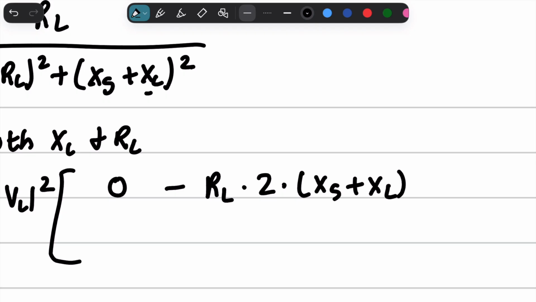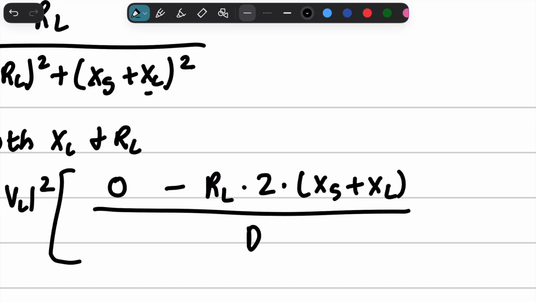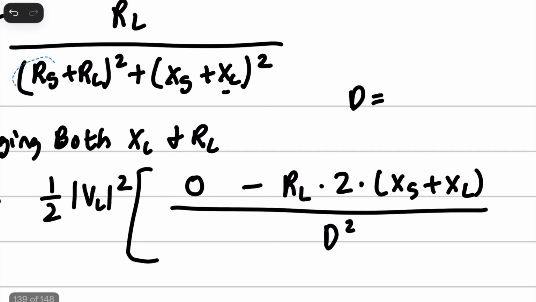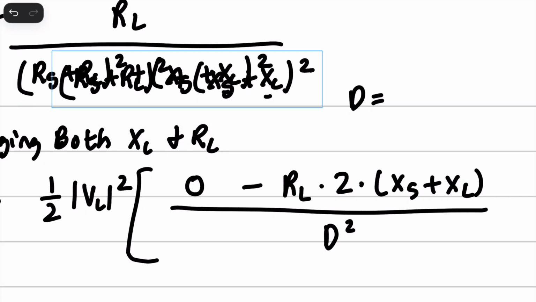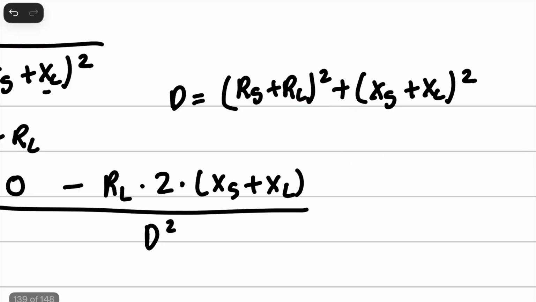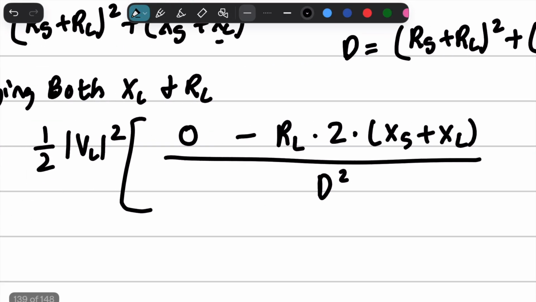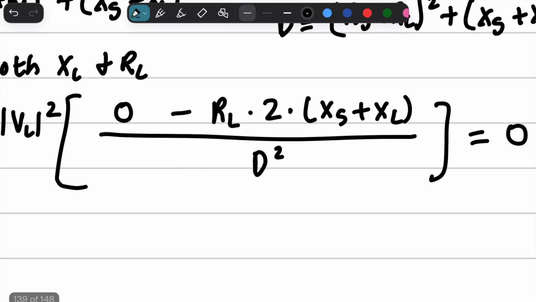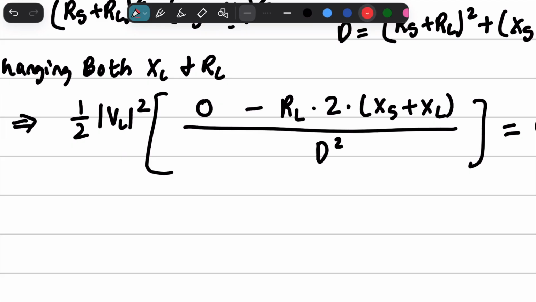Now, oftentimes today, I'm going to have our derivation where the bottom is just going to be called d squared, where d is equal to this right here. And the reason why I'm doing that is because I don't want to write this over and over and over again. And it doesn't matter because all of this is equal to 0. So this d squared is going to get canceled in the end. So all of our constants get canceled.